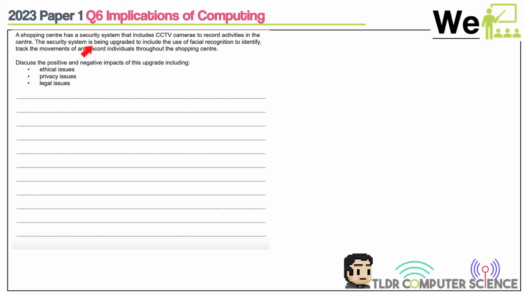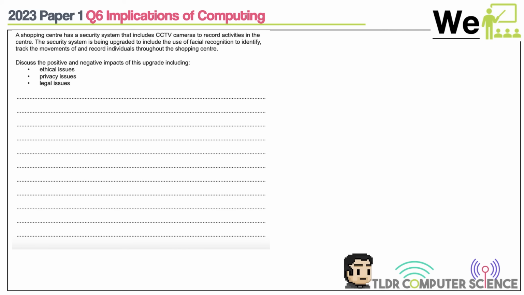The security system is being upgraded to include the use of facial recognition to identify and track the movements of and record individuals through the shopping center. So on one level, super powerful. Let's say any crime was committed. Now you know exactly who did it. Let's say you wanted to find out who customers were. You could find out what kind of customers came in at certain times, what kind of things they bought. You could have targeted campaigning. So useful from that point of view.